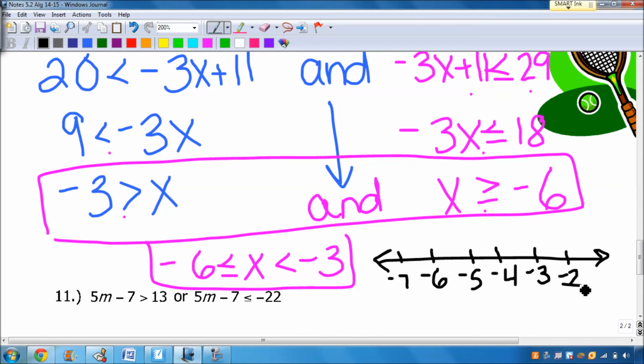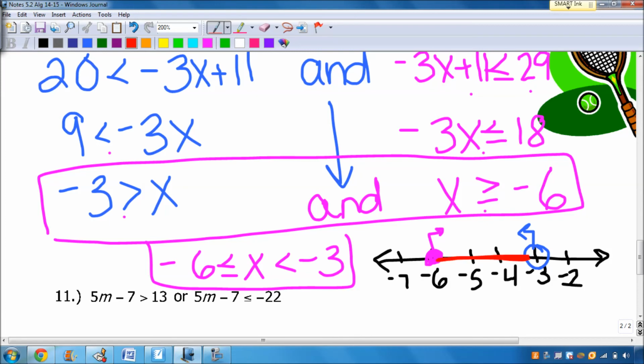And I would shade in -6, and x is bigger than negative 6, so we would go to the right of negative 6. And then I would also put an open circle on negative 3, and I would shade in to the left of it, so everything in between is what works, okay? So that's my solution. Now I'm going to do a check on my calculator.